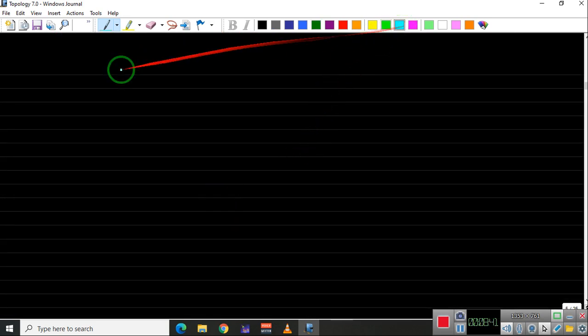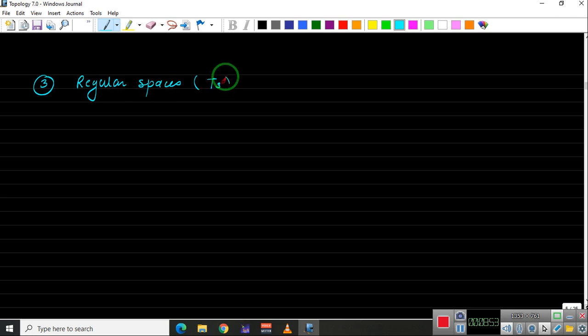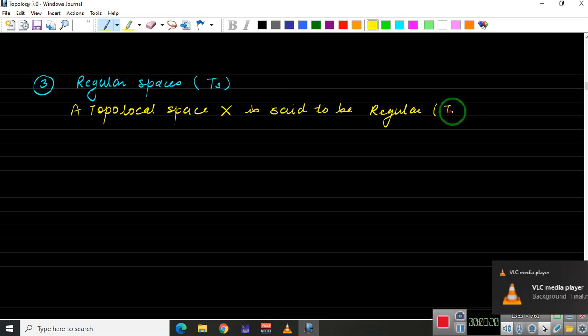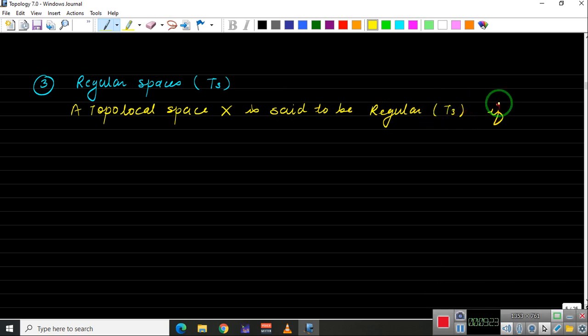So let us define the third one, regular spaces, and these are also called T3 spaces. Okay, so now here, a topological space. Let me first write: a topological space X is said to be regular, or we also call it T3, if there are 2 points.